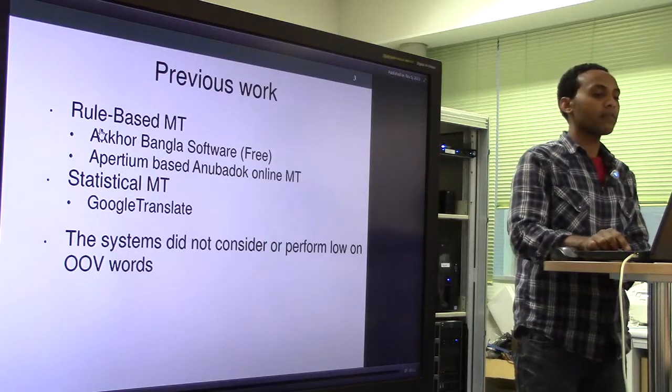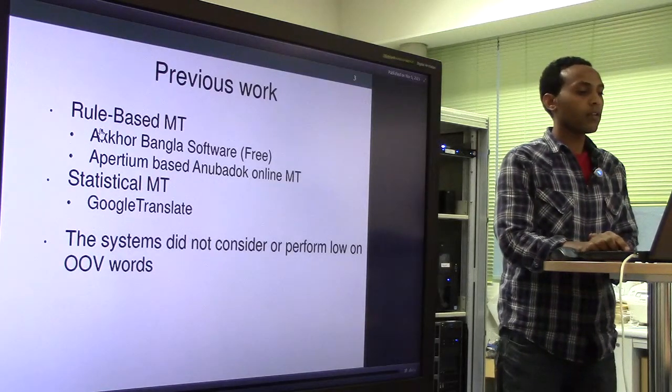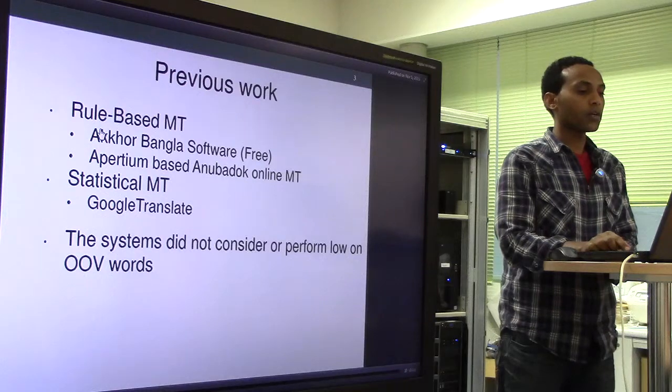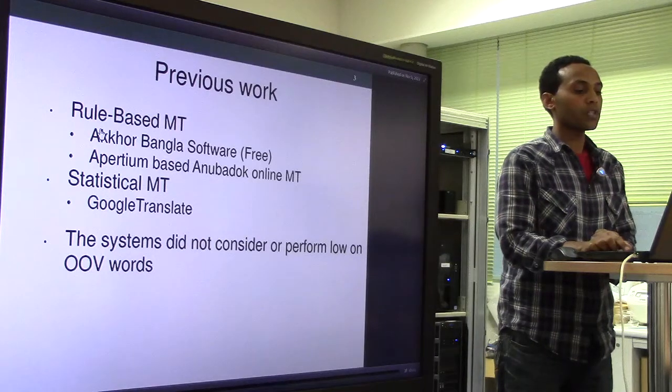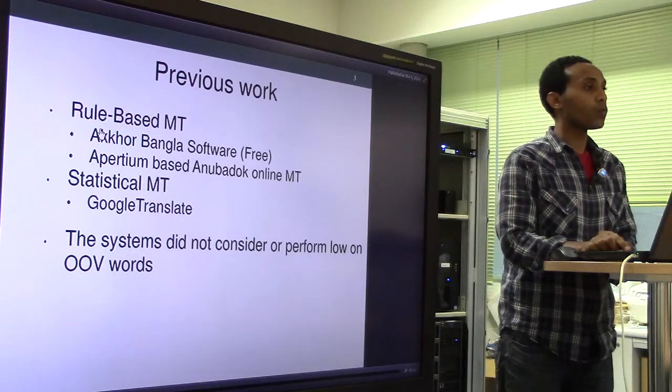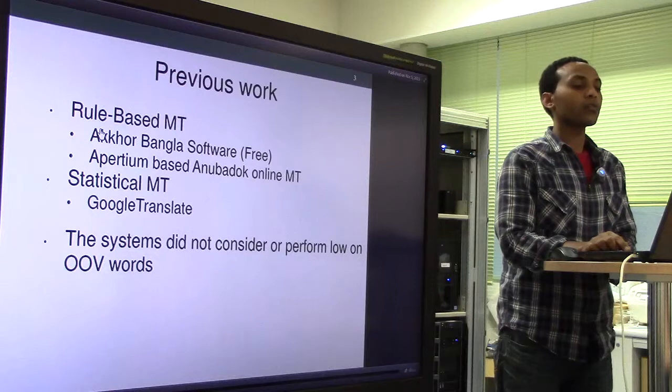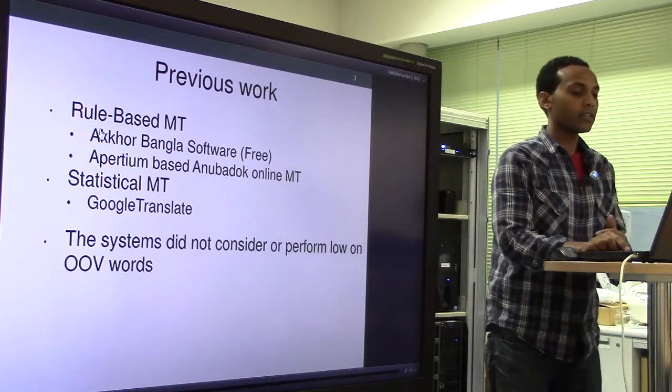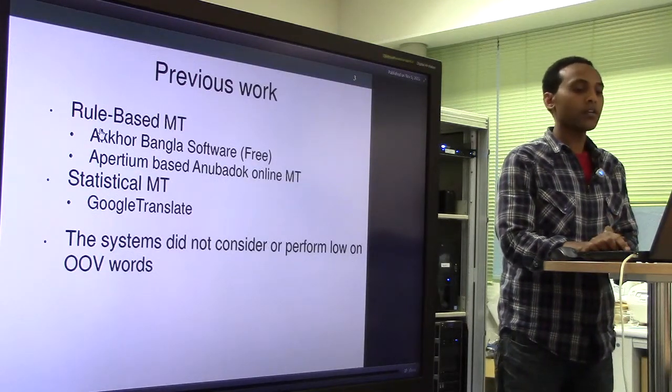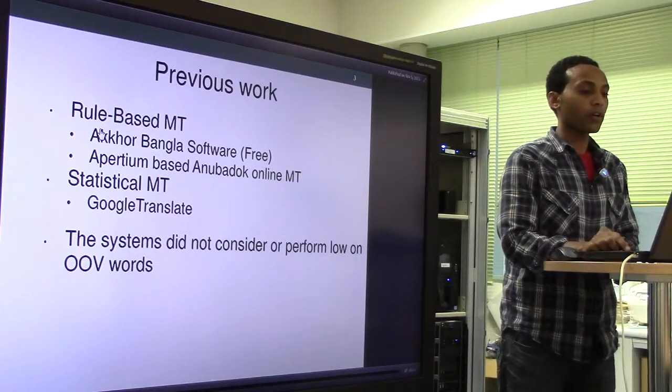Previously, for the Bengali language, there was research on rule-based machine translation, and also statistical machine translation, which is presently added to Google Translate. But the authors identified that these systems did not consider, or performed poorly on, out of vocabulary words.